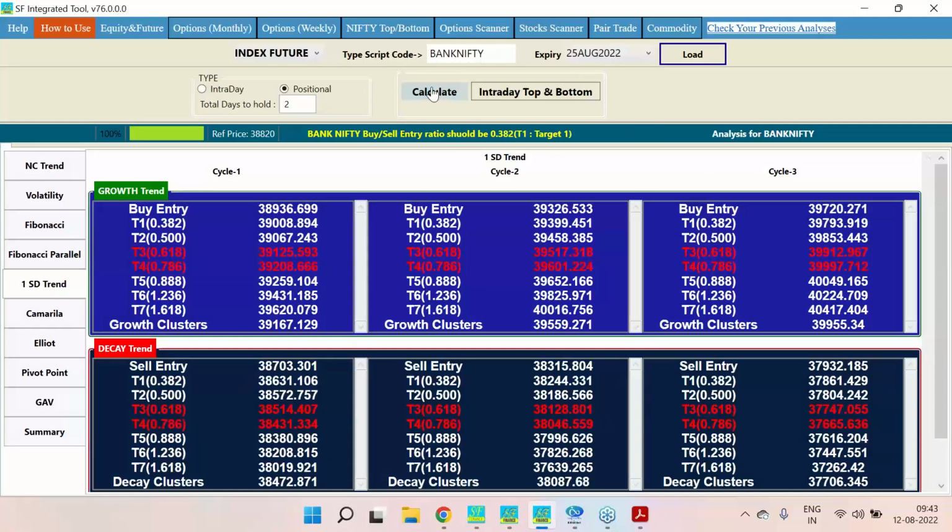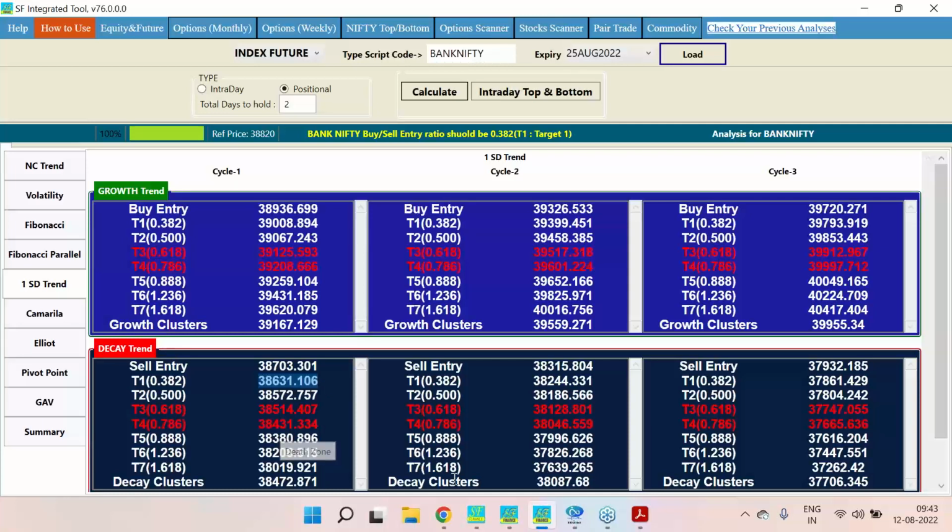So here, if I am doing 2 days and calculating the levels, it tells you the Bank Nifty levels: above 39,000 we should buy, and this should be the targets for the next 2 working days. Below 38,632 we should sell, and this will be the target for the coming 2 days.